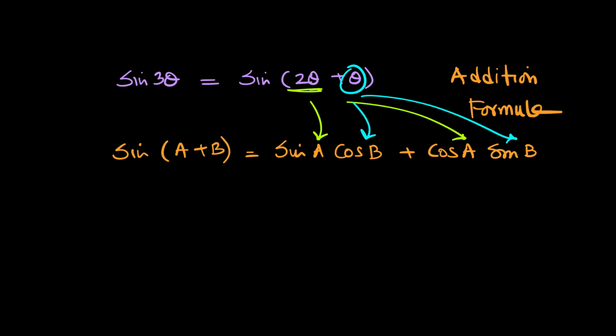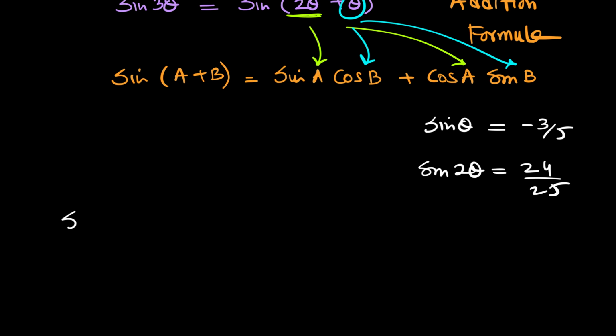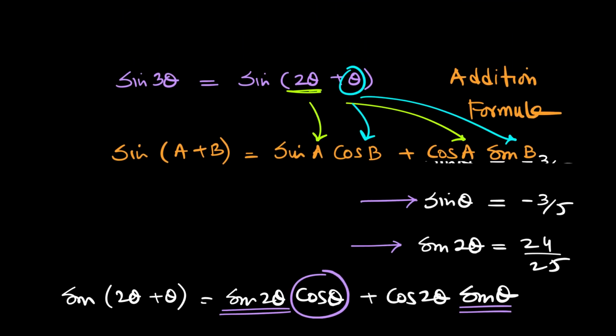We know that the value of sine of theta is negative 3/5, and the value of sine of 2 theta is 24/25. So let's rewrite the formula. Sine bracket 2 theta plus theta, that is sine 2 theta cosine theta plus cosine 2 theta sine theta. Let's recap. What do we have? We already calculated the value of sine 2 theta. Sine theta was already given initially. Cosine theta is also written at the top.